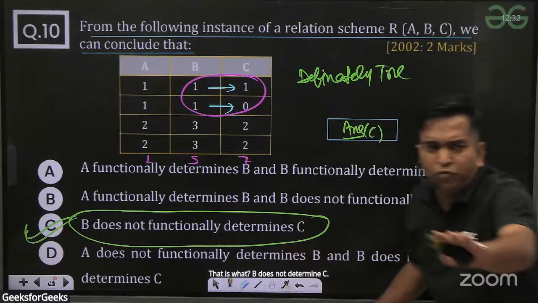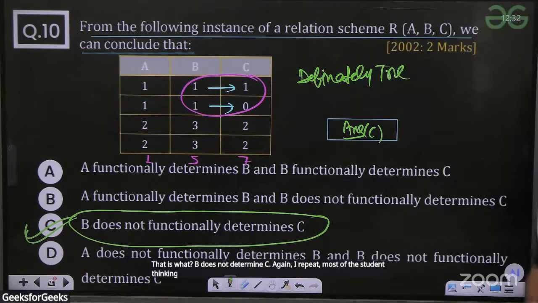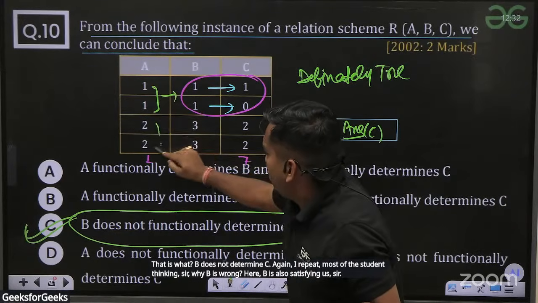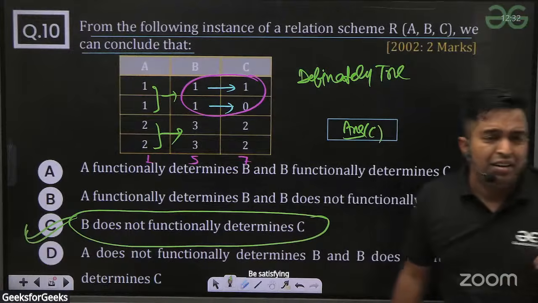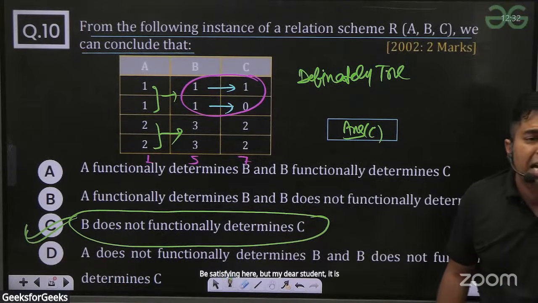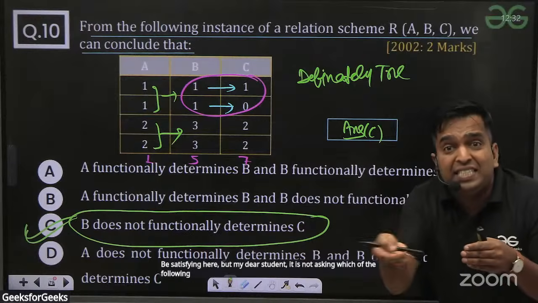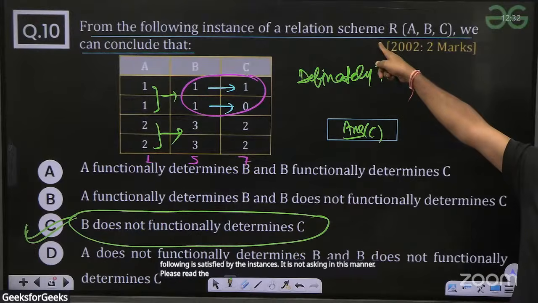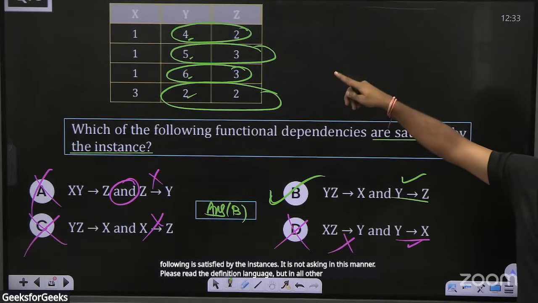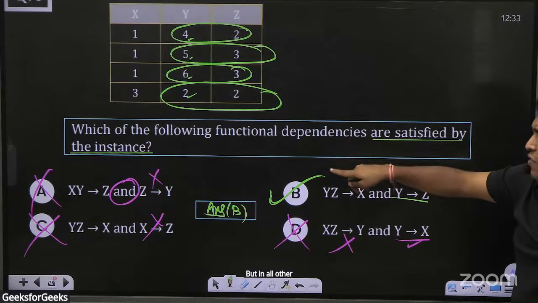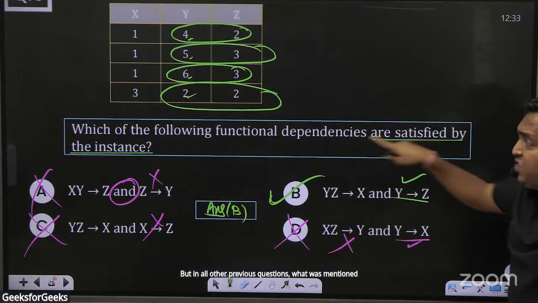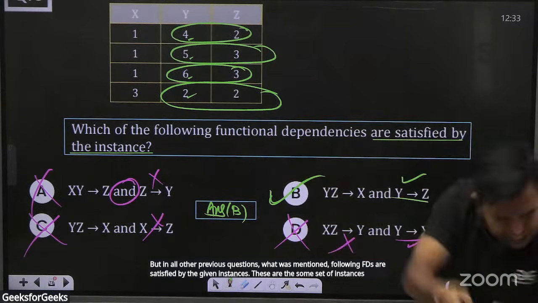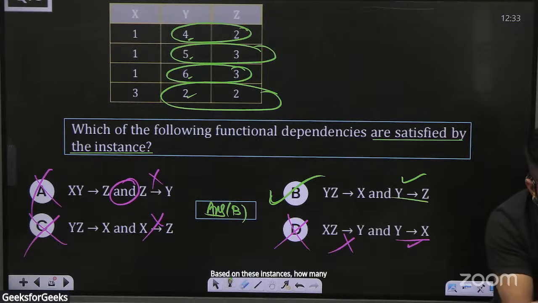Again, I repeat, most of the students think, sir, why is B wrong? Here B is also satisfying, sir. A determines B is satisfying here. But my dear students, it is not asking which of the following is satisfied by the instances. Please read the question language. In all the previous questions, what was mentioned? The following FDs are satisfied by the given instances. These are some set of instances. Based on these instances, how many FDs are satisfying?